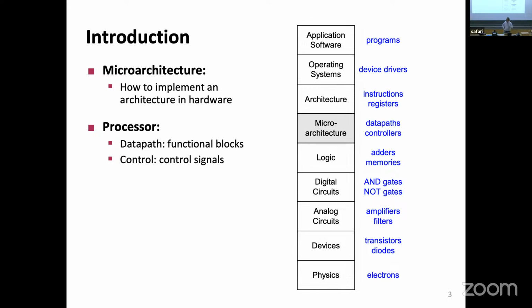So this is where we were. Once again, our abstraction thing. Last week and the week before, we talked about the architecture. The architecture defined what the processor should be doing.